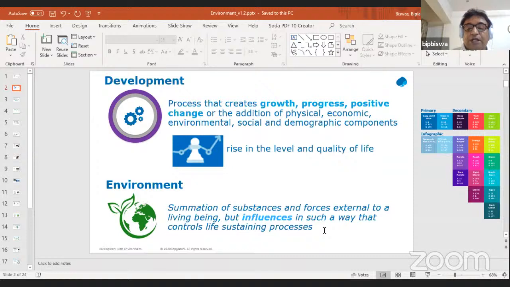That means the biotic part, in this case the flora or the fauna, and the abiotic part, which is the substances and forces, are intricately woven into the fabric of nature. So you cannot really live without the environment. Although these are external to a living being, they actually influence the life sustaining processes.